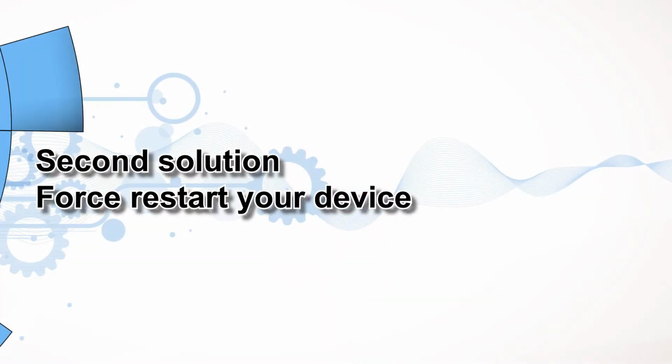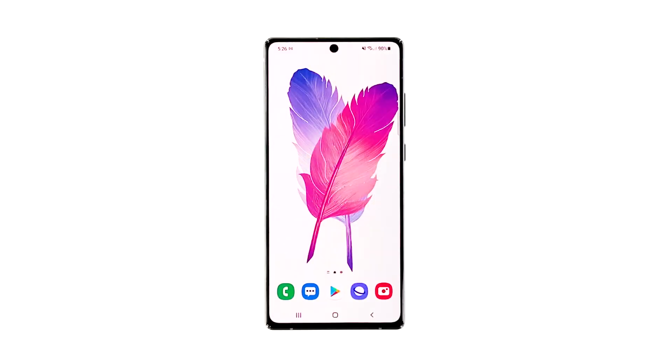Second solution: force restart your device. If the flickering started without apparent reason or cause, then the next thing you should do is the forced restart. It's possible that the phone's memory just needs to be refreshed because there are times when some glitches occur and affect the device's processes. Here's how it's done.